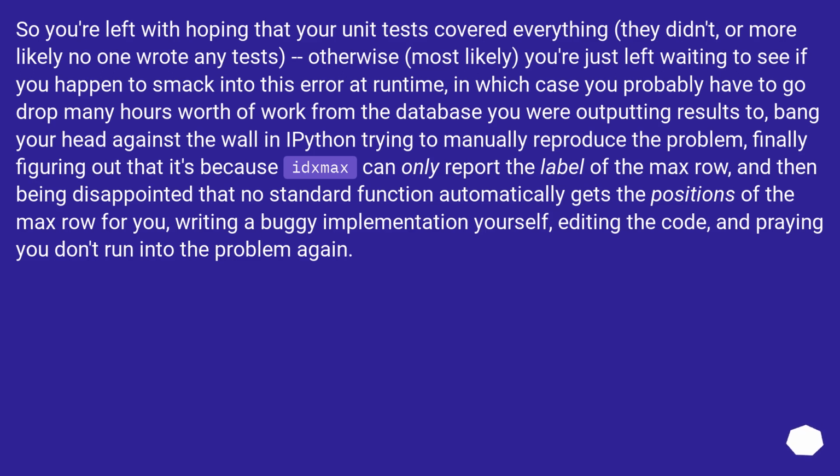Otherwise, most likely, you're just left waiting to see if you happen to smack into this error at runtime, in which case you probably have to go drop many hours worth of work from the database you were outputting results to, bang your head against the wall in IPython trying to manually reproduce the problem, finally figuring out that it's because idxmax can only report the label of the max row, and then being disappointed that no standard function automatically gets the positions of the max row for you, writing a buggy implementation yourself, editing the code, and praying you don't run into the problem again.